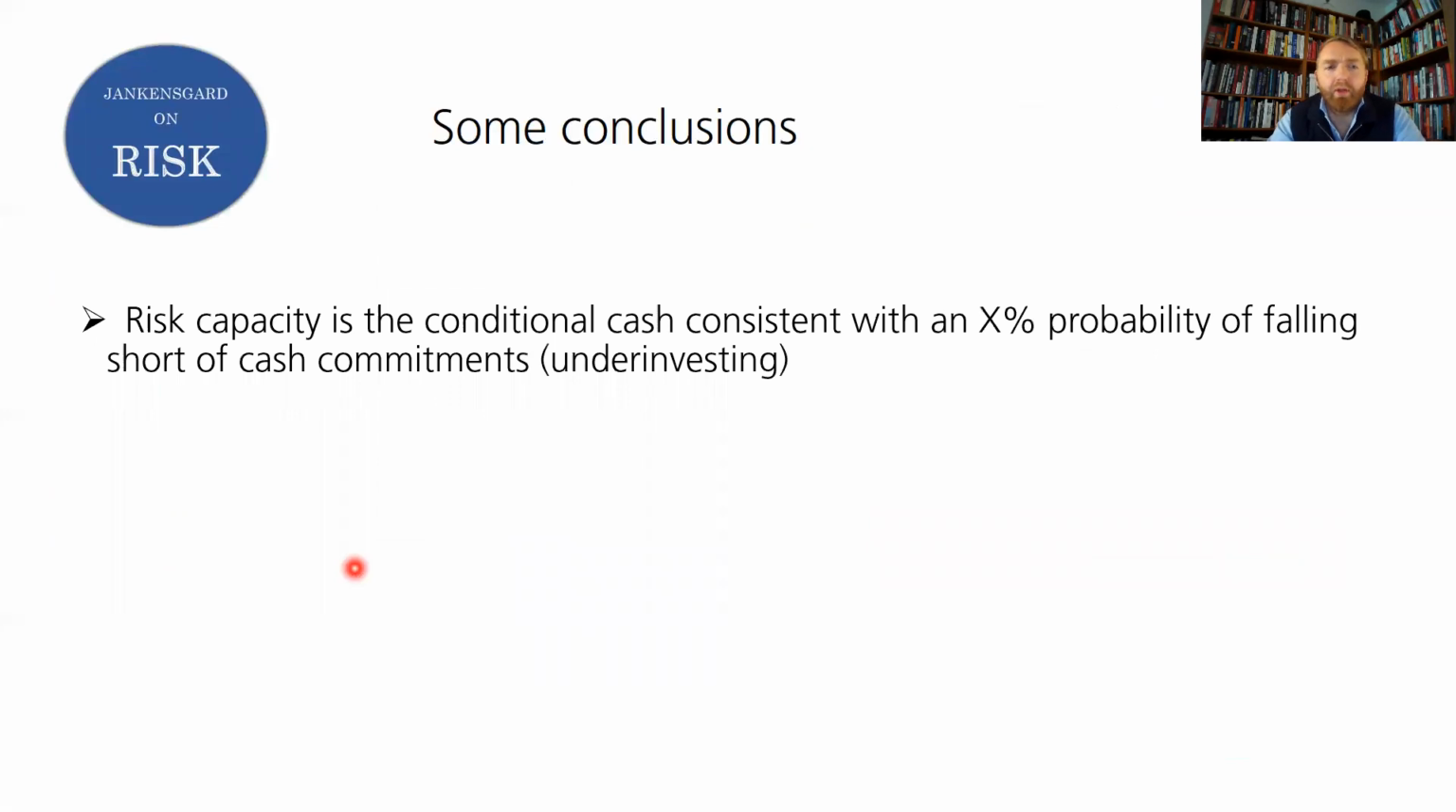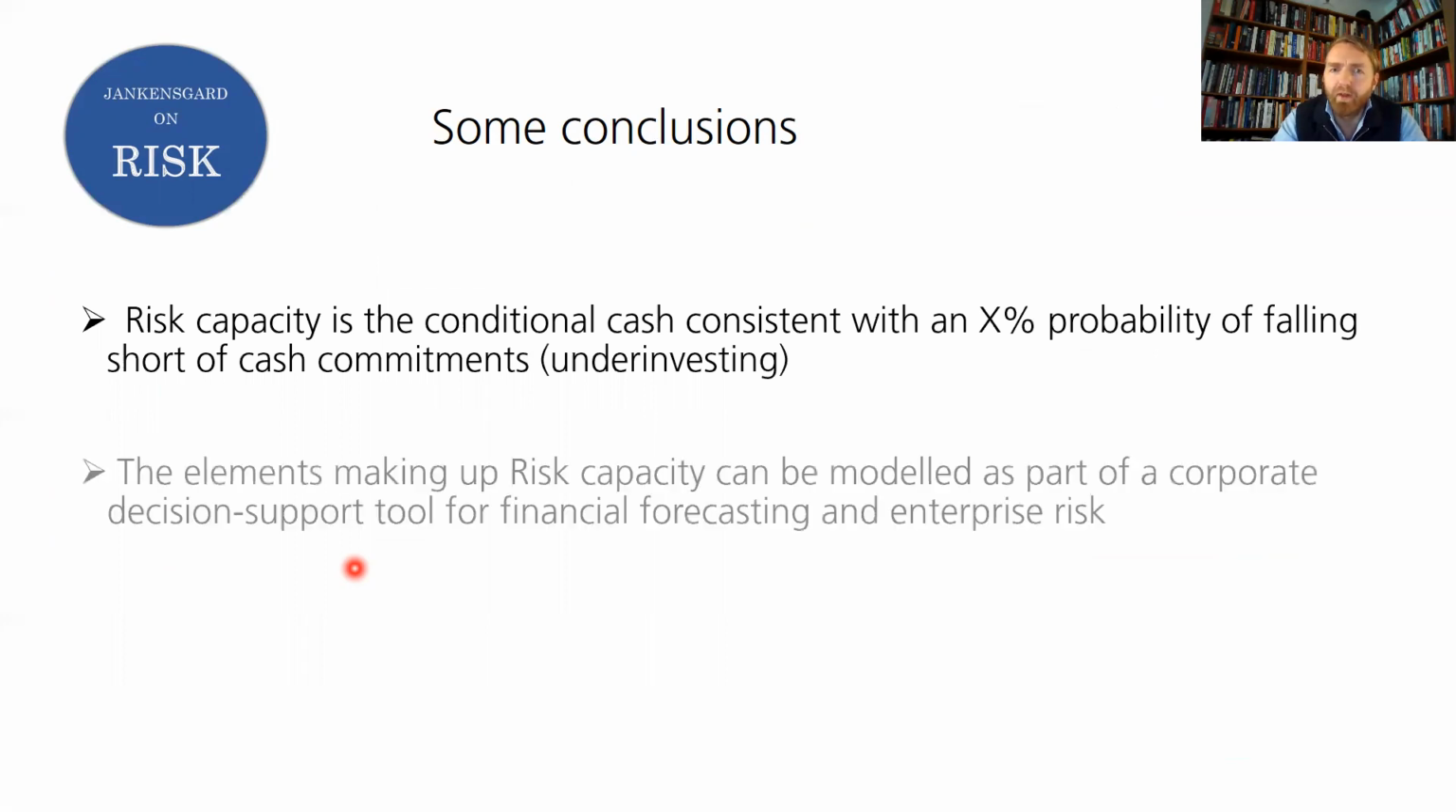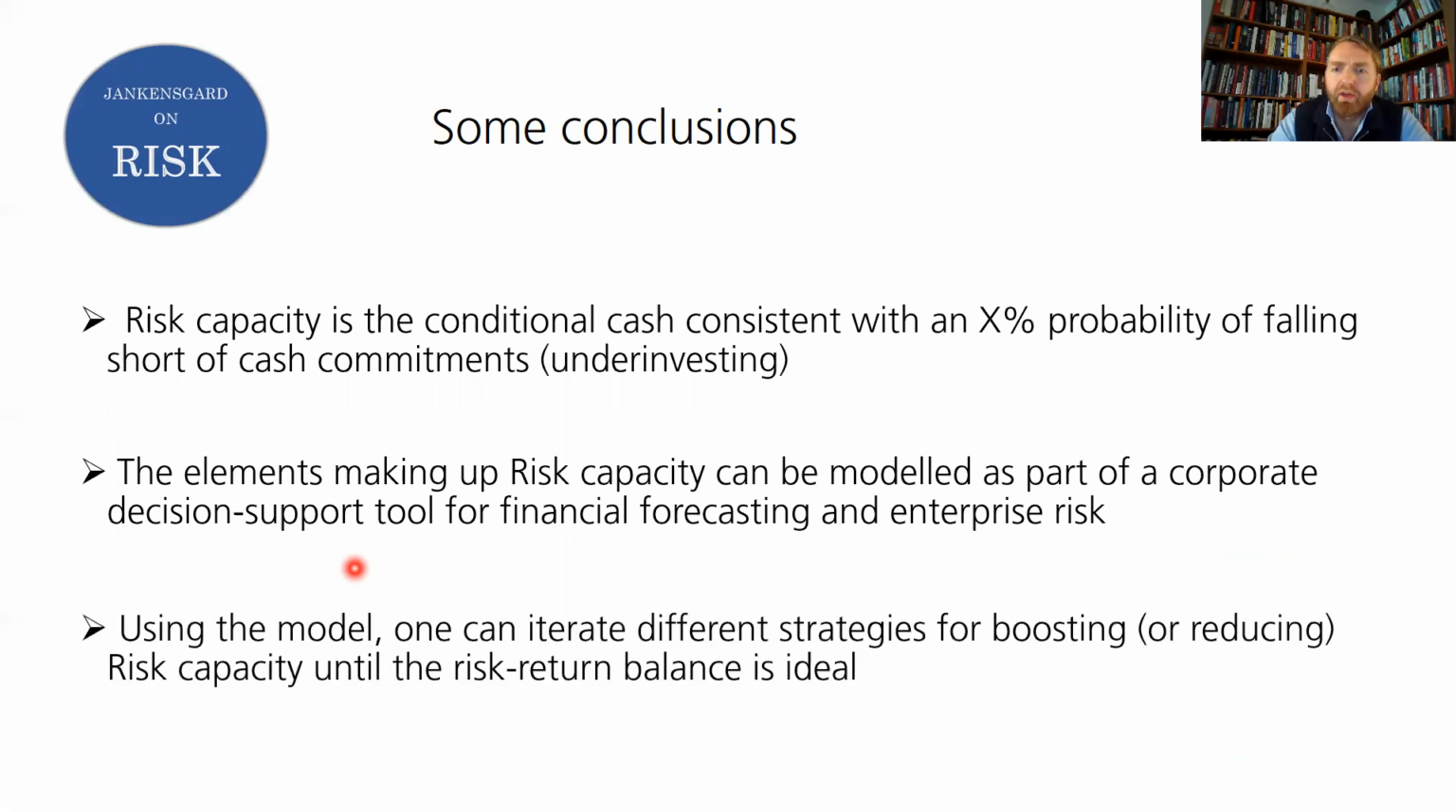So risk capacity, to summarize, is the conditional cash consistent with a certain probability of falling short of cash commitments. And we're thinking of that as primarily underinvestment. And these components of risk capacity, we can model them quite explicitly as part of our risk management effort here. We have a decision support tool for that purpose. So we can quantify and manage enterprise risk. And we can evaluate different strategies for boosting or reducing risk capacity, so that in the end we are comfortable with it and we think that we're on the right track. This is, under the circumstances, the best we can do, and the right risk return profile.